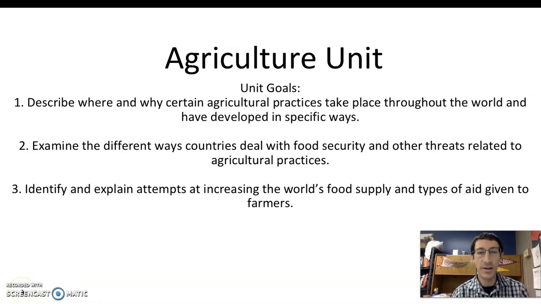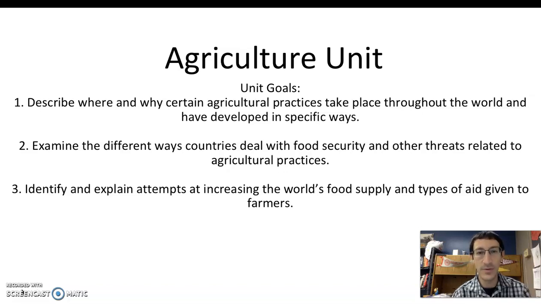So as we begin this brand new unit, the first thing we're going to look at is the issue of agriculture, and that is the planting and growing of crops and the raising of animals for food production and consumption. So some of the things we want to take away from this unit: describing where and why certain agricultural practices take place throughout the world and have developed in specific ways, examining the different ways countries deal with food security, so the issue of actually getting food access, and other threats related to agricultural practices, and then identifying and explaining attempts at increasing the world's food supply and types of aid given to farmers.